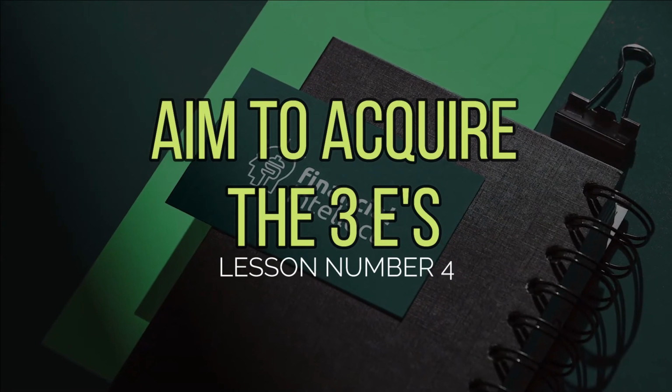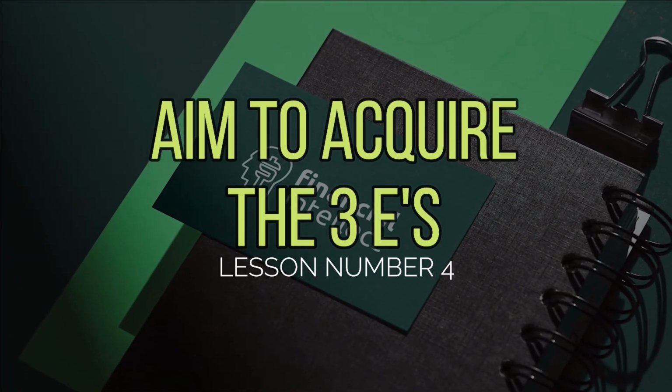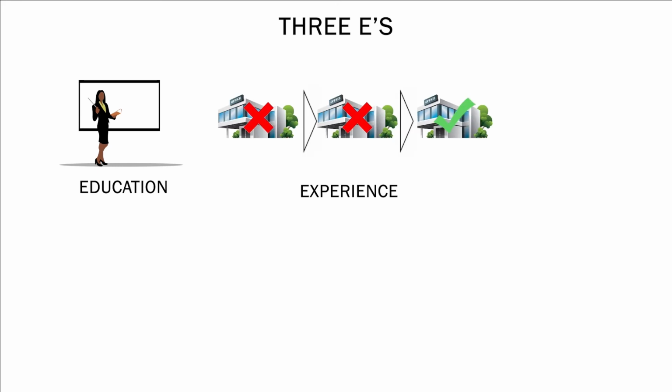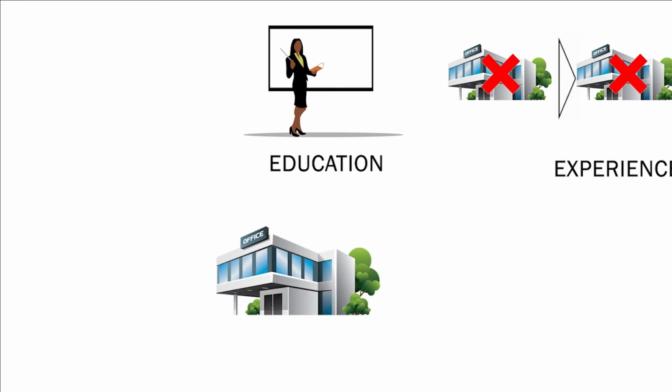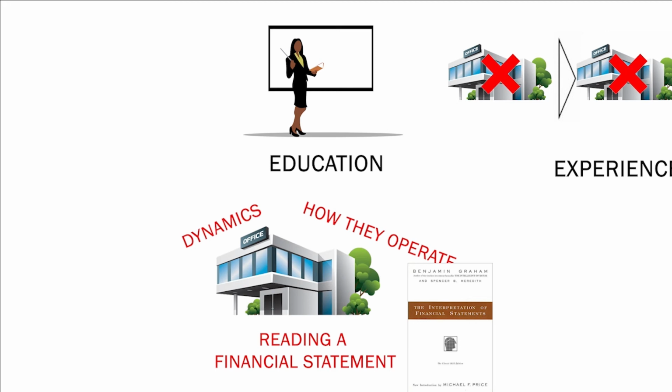Lesson number 4. Aim to acquire the 3 E's. Robert's rich dad believes that if you want to become successful, then you need to achieve these 3 things: education, experience, and excess cash. These 3 E's are what will get you ahead in life. The first one is education. This is essential because you need to have a good understanding of business, the dynamics, how they operate, reading a financial statement, and more. Without education, you wouldn't be able to do this.